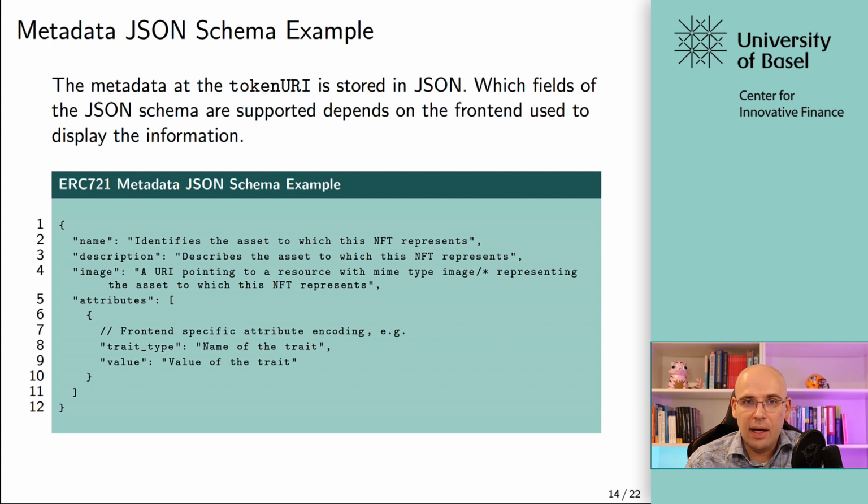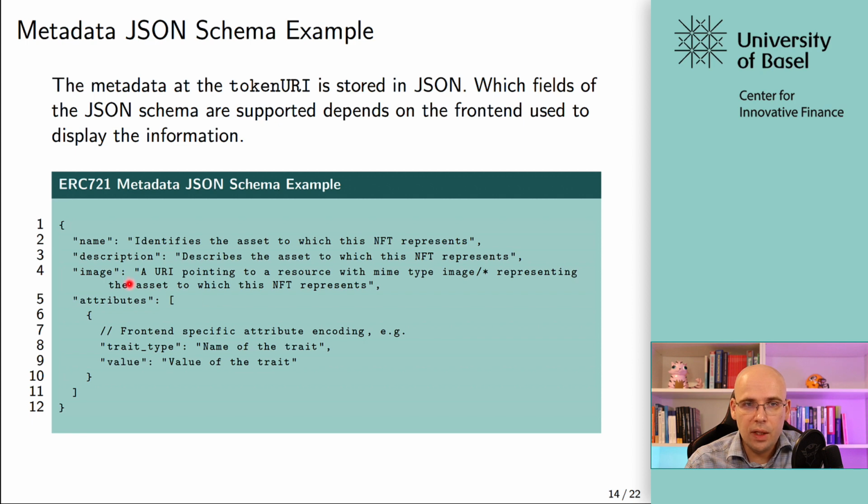The metadata at the token URI is stored in JSON. What is important to understand is that it depends a lot on the front end, so on the marketplace, on the visualizer of these NFTs, which of these fields are actually supported. There are some which are pretty much standard and are supported by all of these wallets, all of these marketplaces. But then there are also some more exotic ones which might be unique to some of these wallets and would not be shown in each and every one of them. But the idea is that there is a standardized way of how you show these properties, of how you represent these properties, I should say.